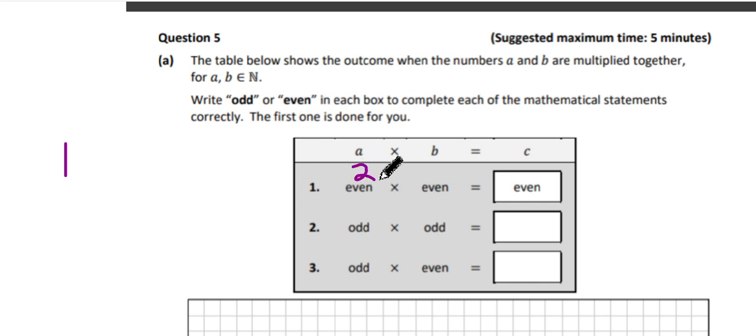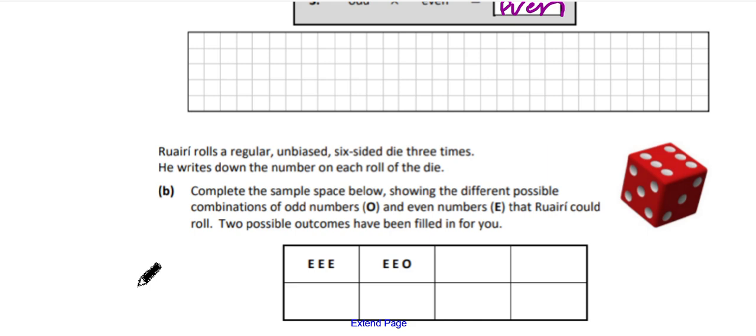What's an even number multiplied by another even number? An odd multiplied by an odd. Because the answer would be 15, which is odd. An odd multiplied by an even would be 12, which is even. That's easy. Okay. Next one.